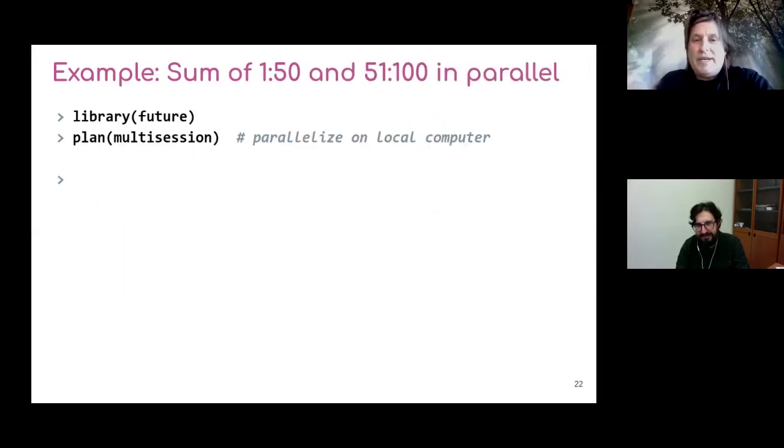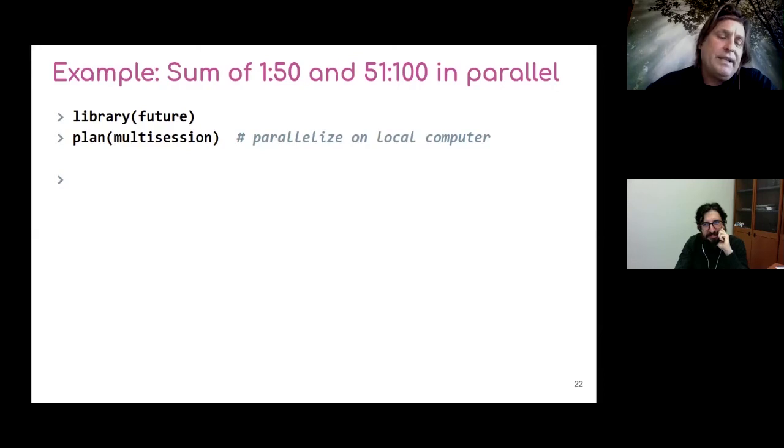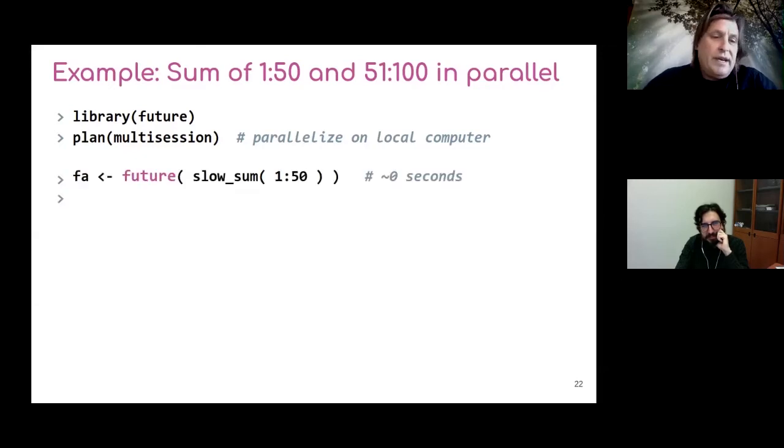So in the future package, we can tell the framework to say, I want to parallelize on the local computer. You do that with the function called plan and say multisession. And after that, we can create a future for the summation of the first 50 elements. The future function here will now just create it, spawn it in the background, and return immediately.